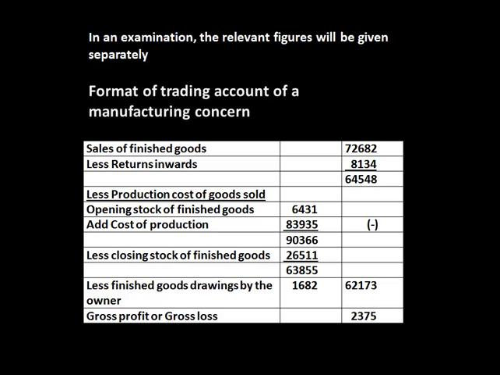Now, if we have the sales figure at 64,548 above, and the less the finished goods drawings and the total cost of production at 62,173, subtract one from the other, and we get the gross profit or the gross loss. It depends on how the figure comes out. In this case, it's a gross profit. The sales, 64,548, is greater than the costs, 62,173. So there is a gross profit. So we can use the manufacturing accounts to work out the gross profit of the business.